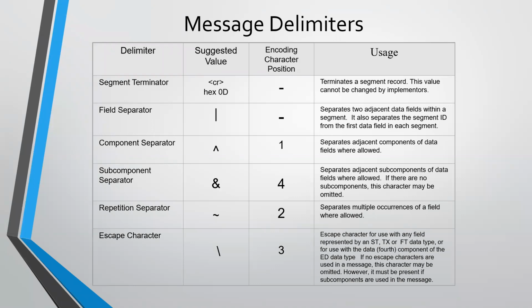You have two other representations as well, which are the repetition separator and the escape sequence. The repetition separator is used to represent repetitive data within a field. We'll take a look at this with an example when we come across it, when we are looking at the patient data structure. Then we'll also take a look at what the escape character is. For now, we need to understand the segment terminator and field separator to read an HL7 message.